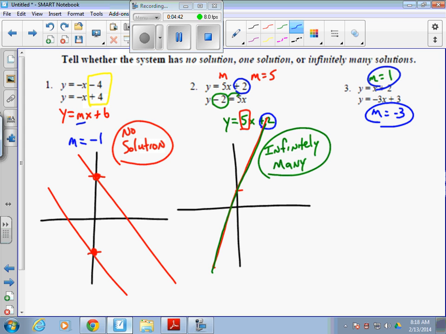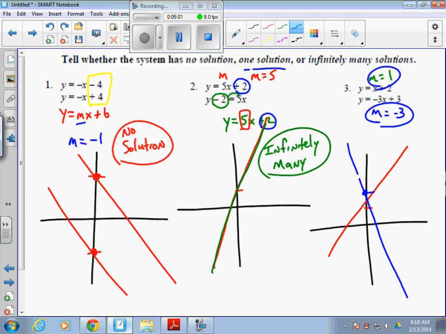Therefore, this will be the case where there is one solution. They'll cross in one spot. The graphs will look something like this. The first one will go through at 2, and it'll go up 1 and over 1, so it'll look something like that. The other one will go through at positive 3, and it'll go down 3 and over 1. The equation will look something like that. But again, to answer the question that's asked, they're going to cross at 1 point, so there'll be one solution.